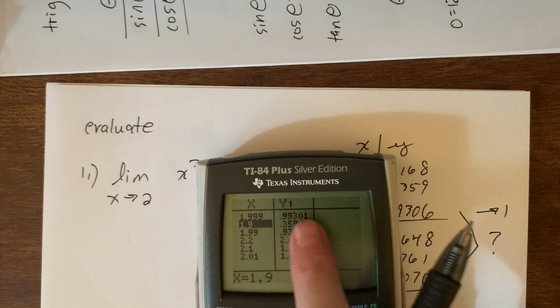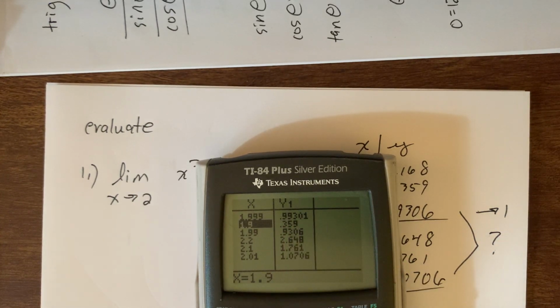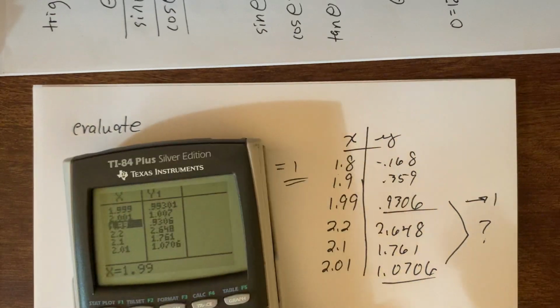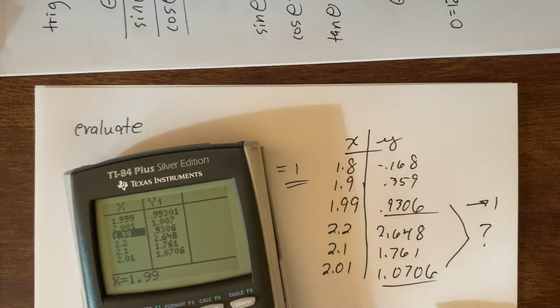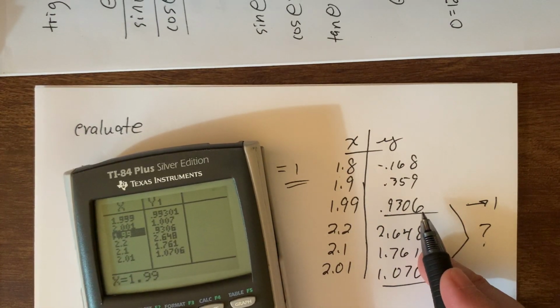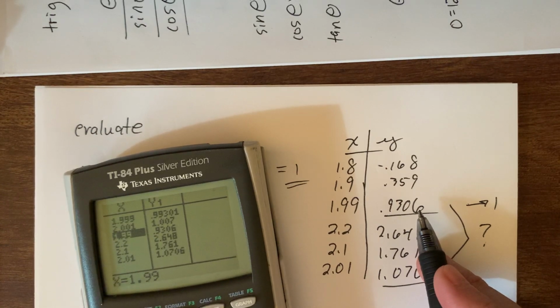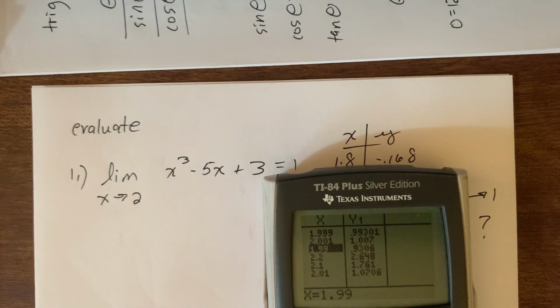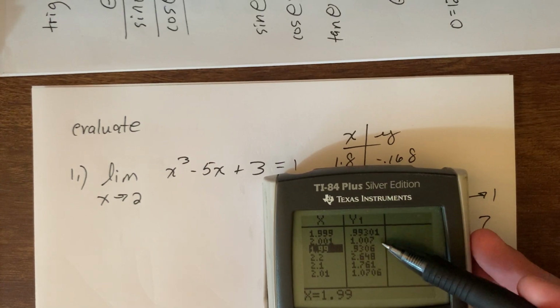1.999, 0.993, and then 2.001, 1.007. So if you were unsure here, what y value are we honing in on? Go even closer, and your y should get even closer to the actual final answer. And that's what we're seeing here.